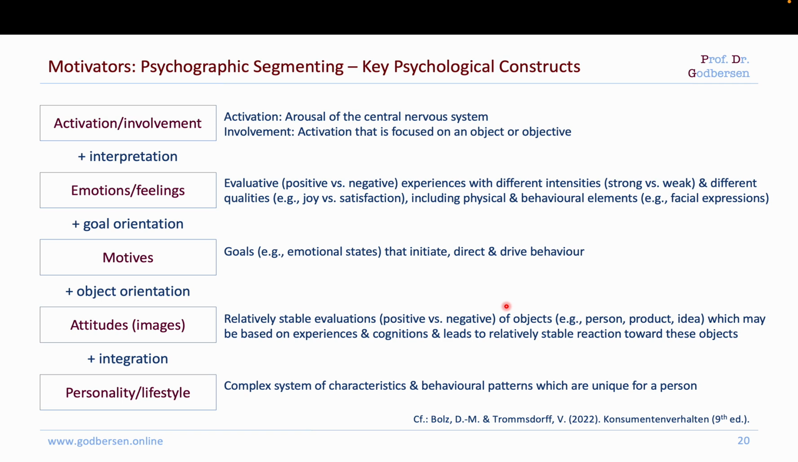And this leads to a relatively stable reaction toward these objects. For instance, if I have a very positive attitude towards brand A, and I like brand A very much, it is highly likely that I will buy brand A. So my stable reaction is I buy brand A again and again. If you take all the attitudes together and put them in an integrated, consistent system, then you have the personality or the lifestyle. So it is all the characteristics and behavioral patterns which a person has and which are relatively stable. That is the personality.